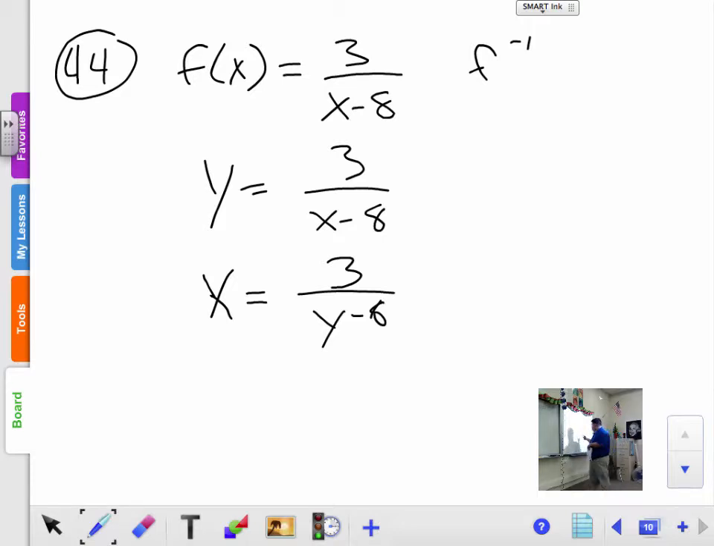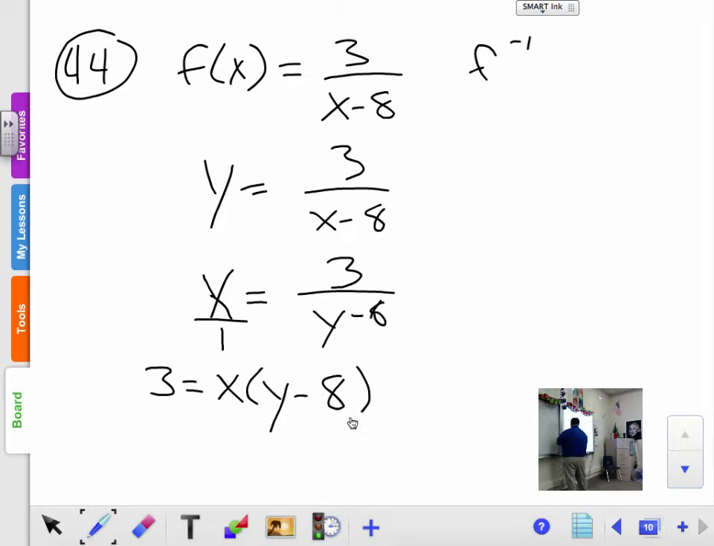So I could, if I cross multiply, what I end up with is 3 is equal to x times the quantity y minus 8. And then I want to get y by itself, so I'm going to divide everything by x. And so I get 3 over x equals y minus 8.